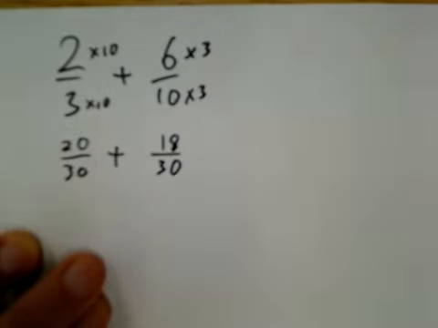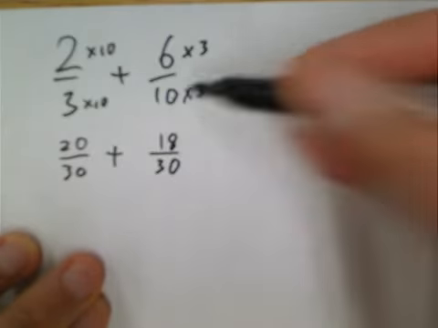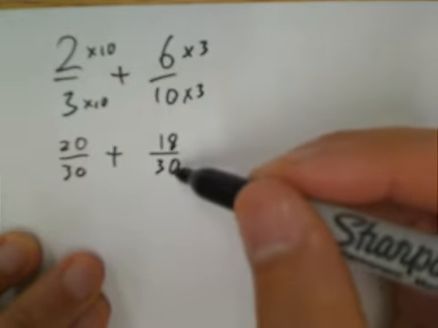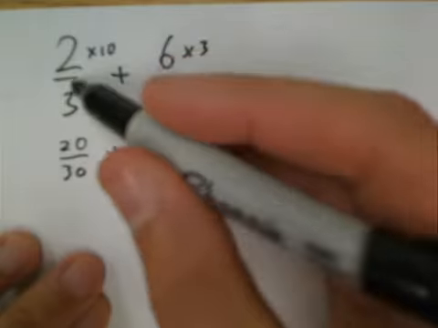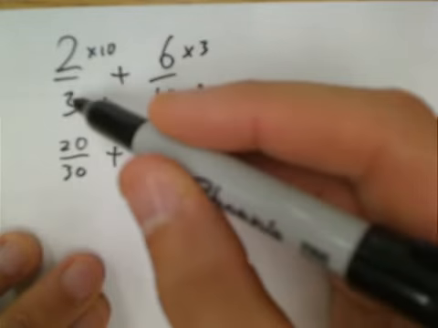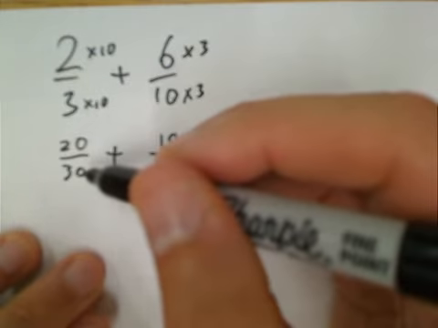And if you're curious, you can punch these in your calculator. If you hit 6 divided by 10, you'll get 0.6. If you hit 18 divided by 30, you'll get 0.6. These mean the same thing. These mean the same thing as well. 2 divided by 3 is 0.666 repeating. 20 divided by 30 is 0.666 repeating.